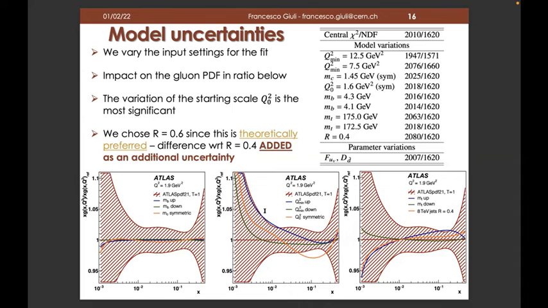And this is the orangish line here in the middle plot. Something I would also like to point out, if you have a look at the plot on the right-hand side, is that we added as an extra additional uncertainty the difference between 0.6 and 0.4 jet radius for the inclusive ATLAS jet data. We chose to fit the R equal to 0.6 data because this choice is theoretically preferred. Then you have the link for the reference here.